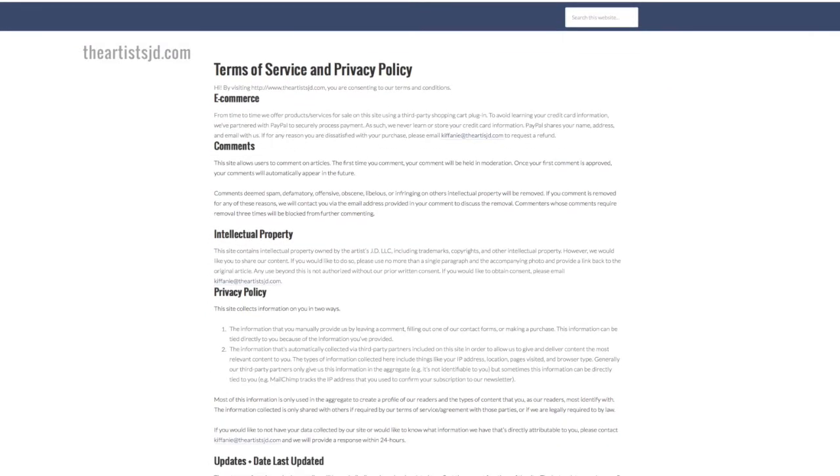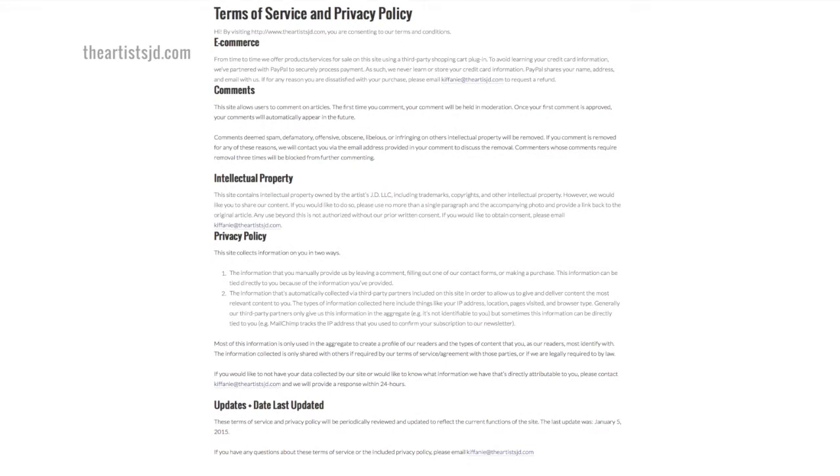Last time, I showed you my terms of service, and my terms of service is followed by my privacy policy. And it explains to visitors that there are two different ways that information could be collected on them. If they manually type any information in boxes by using a contact form, making a purchase, or leaving a comment, and that I also use things like MailChimp and Google Analytics that identifies some information on them, but generally only in the aggregate.